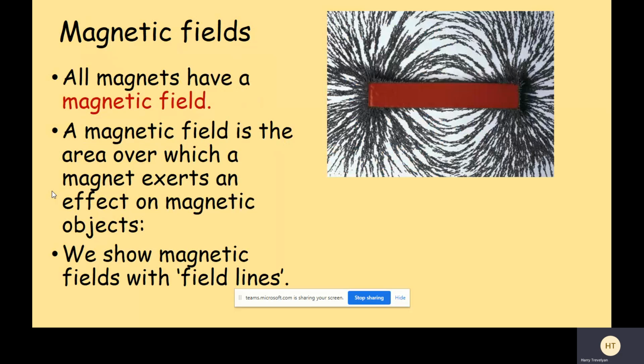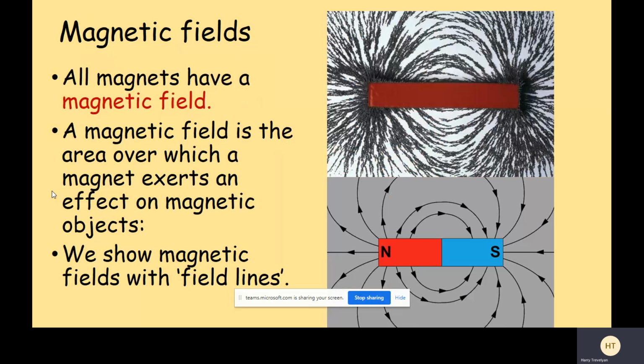Those are your iron filings again. And do you see how they kind of assemble into this pattern? We actually draw that, and that's how we represent the magnetic field, as arrows going from the North Pole to the South Pole in a pattern that looks like that. We call that a dipole pattern.